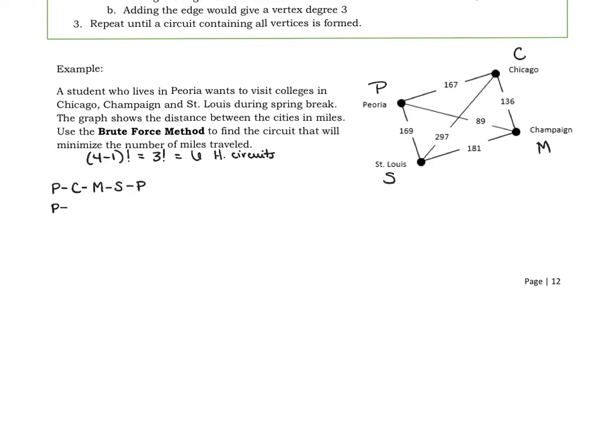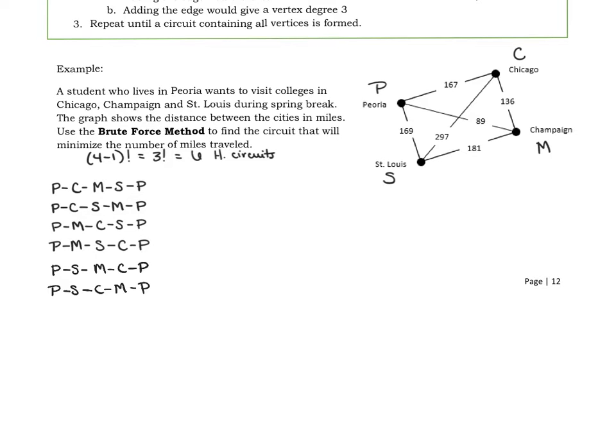You could start in Peoria and go to Chicago, then instead of going to Champaign, go to St. Louis, then Champaign, back home to Peoria. You could begin in Peoria, travel over to Champaign, then north to Chicago, down to St. Louis, and back to Peoria. Or you could go from Peoria to Champaign to St. Louis, up to Chicago, back to Peoria. Or you could go from Peoria to St. Louis, to Champaign, to Chicago, back to Peoria. Or you could go Peoria to St. Louis, to Chicago, to Champaign, and back to Peoria.